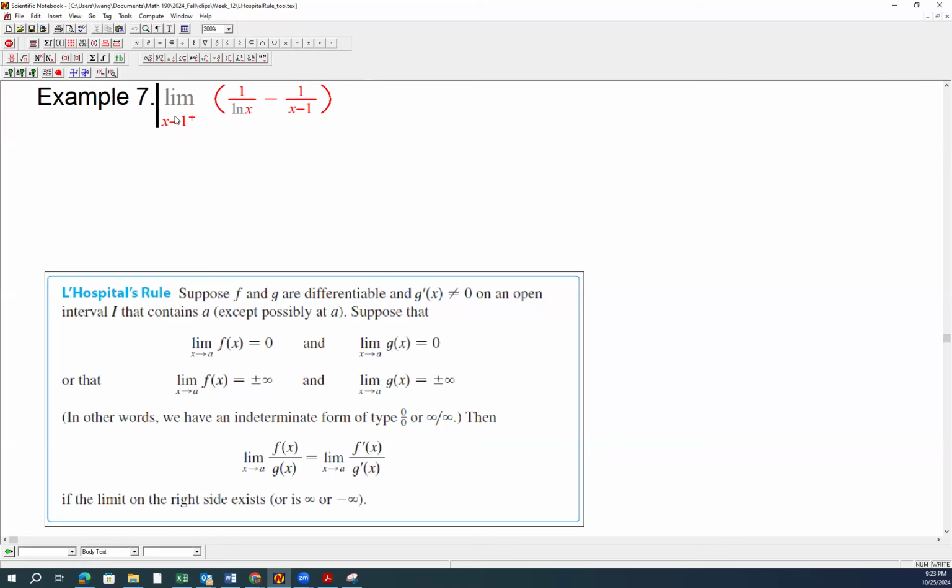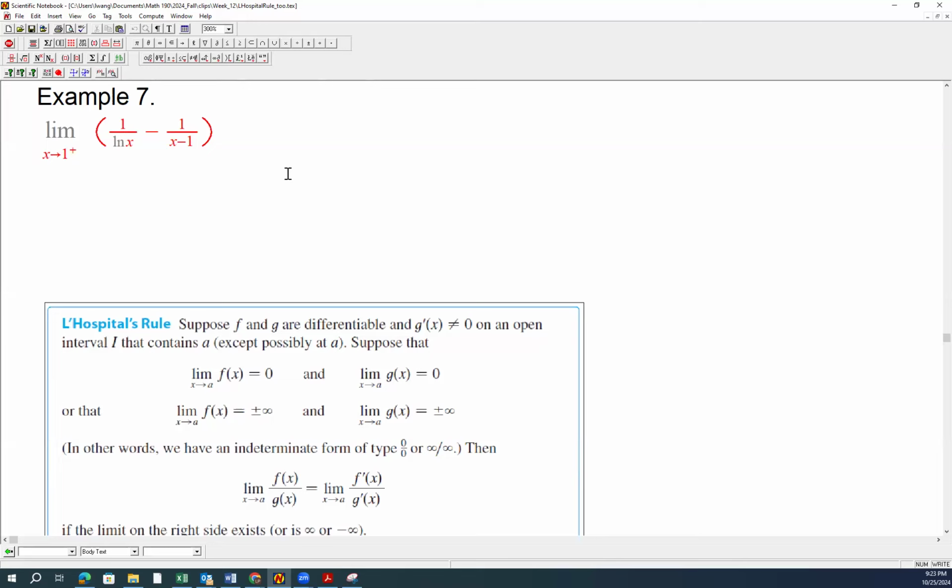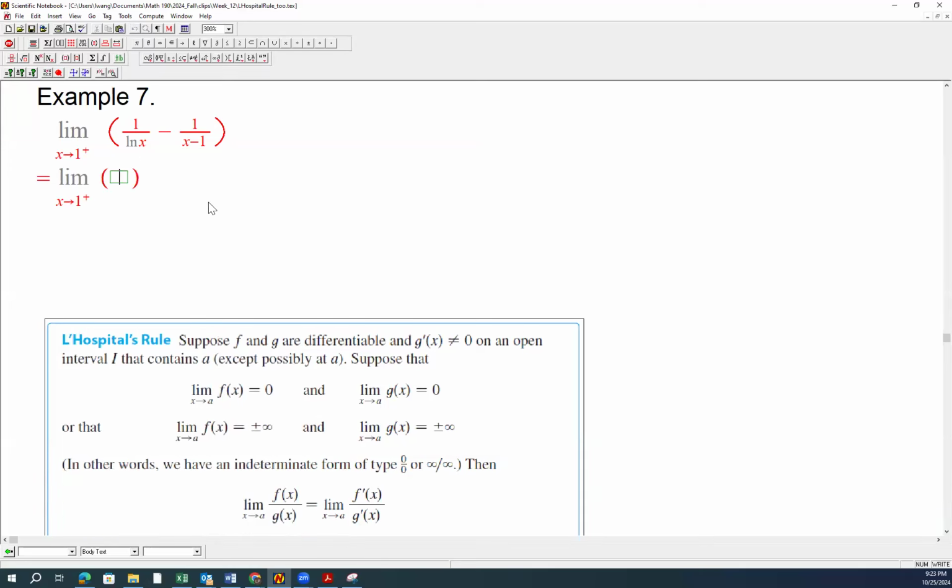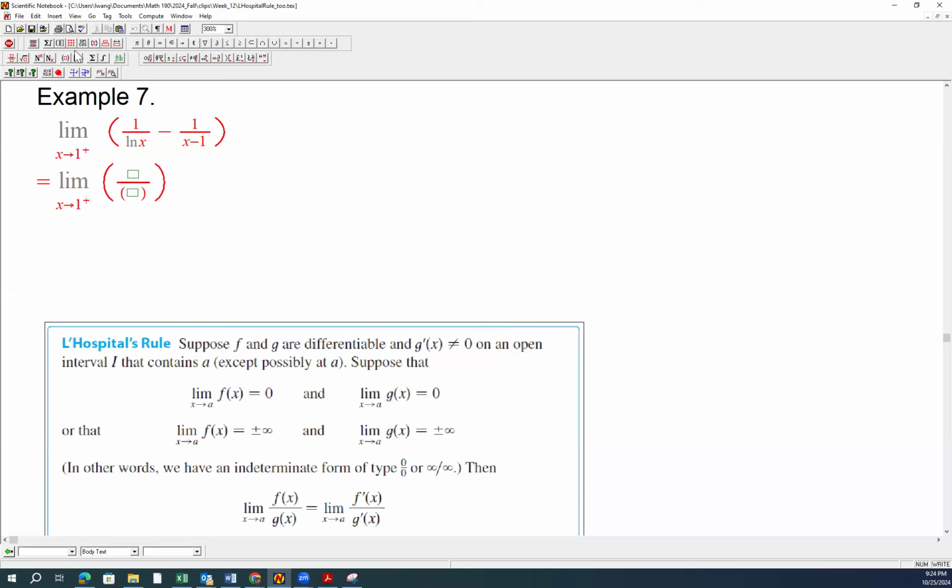So what do we do? Can we use any other elementary method? Doesn't seem to be easy. Okay, so let's create a quotient situation. All right, let's create a quotient situation by finding the common denominator to make it into a one fraction form. Okay, so the common denominator would be x minus 1 times ln x, right? So over here, it's going to be x minus 1 minus ln x.